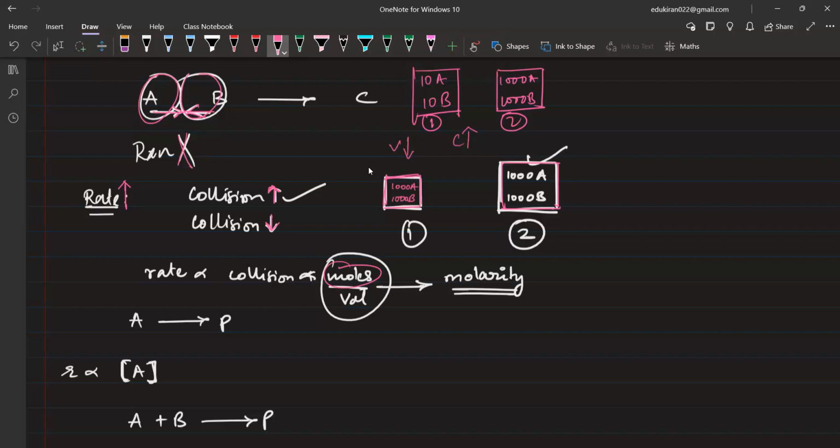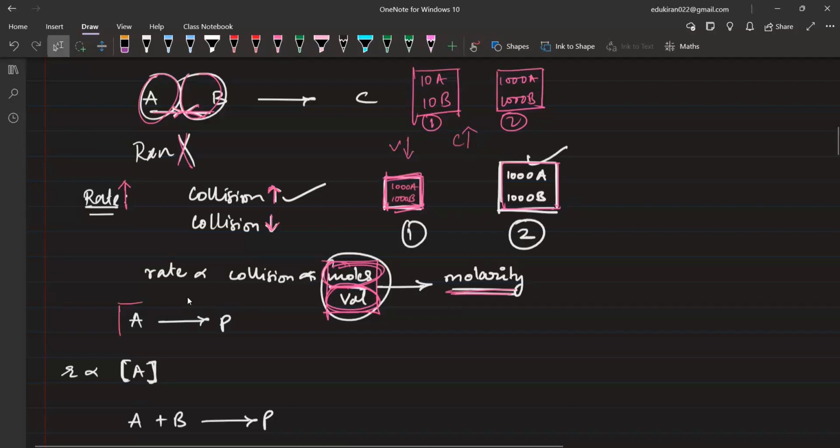Yes, sir. ठीक है. So I can say that if volume is less, then also rate is increasing. So rate is directly proportional to number of collisions, and the number of collisions is directly proportional to number of moles and inversely proportional to volume. So instead of writing moles upon volume, we can directly write molarity. Make sense? Yes, sir. ठीक है, अब देखिए ध्यान से.